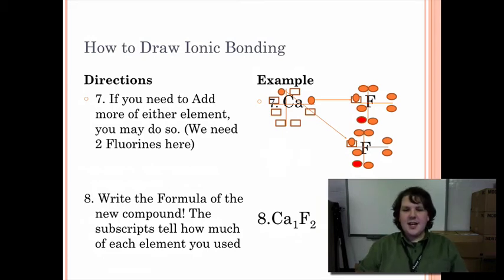Step 8 is how you write the formula. And all the formula does is it keeps track of how much you've used of each one. We used 1 calcium, so it's Ca1. We used 2 fluorines, so it's F2.